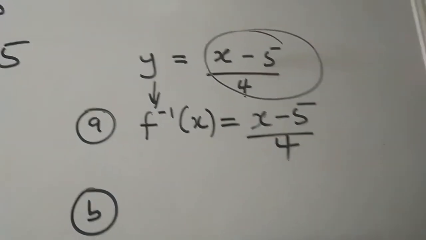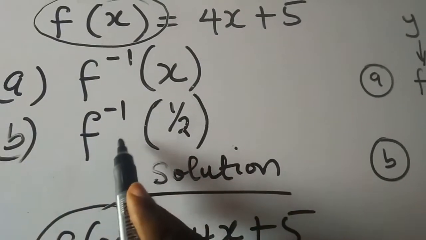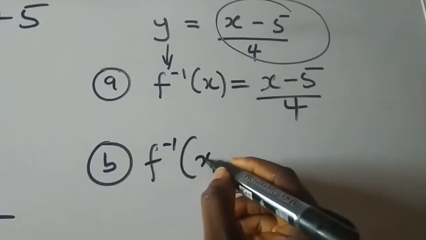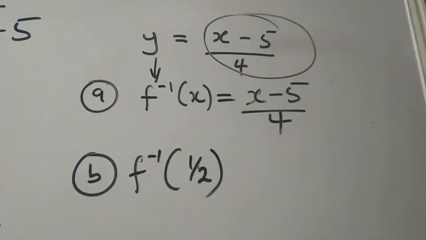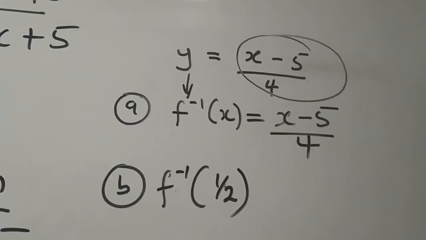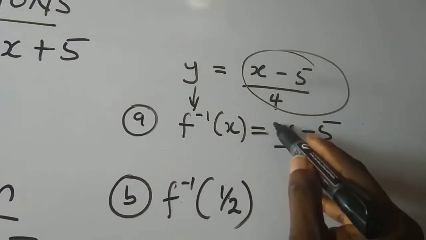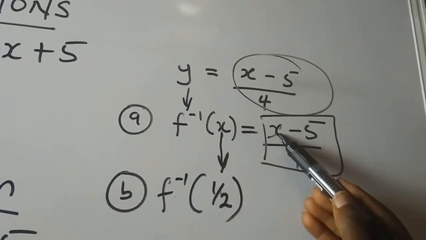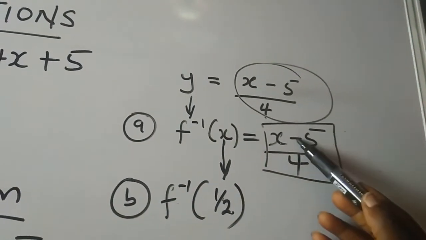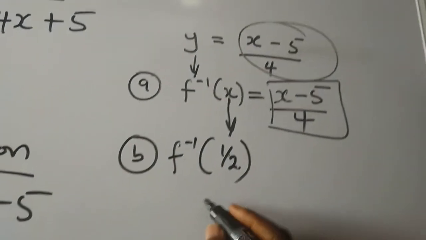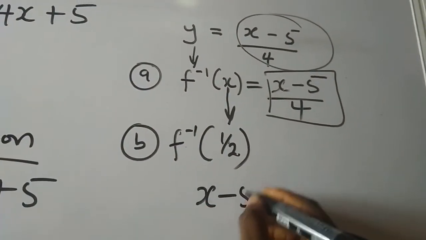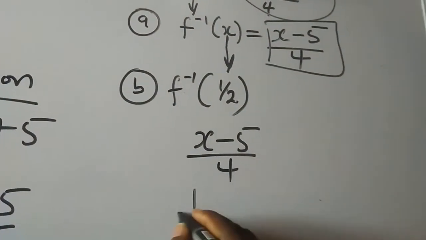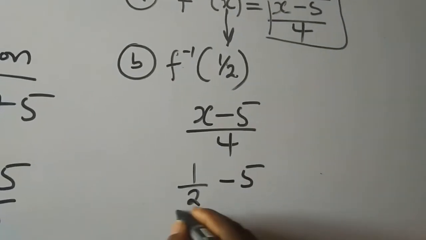Now question B is saying we should find f inverse of half. How do we get f inverse of half? Very simple. Now we have gotten this function, so in this function we are going to replace x with half. So we have x minus 5 over 4. If I replace x with half, it becomes half minus 5 over 4.